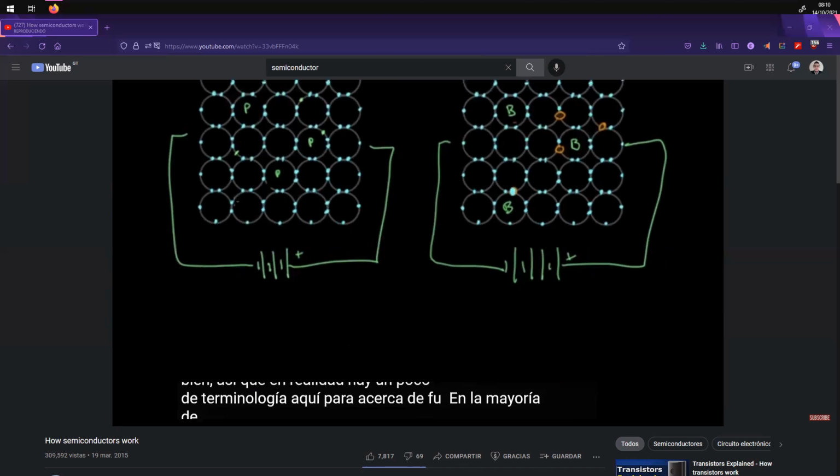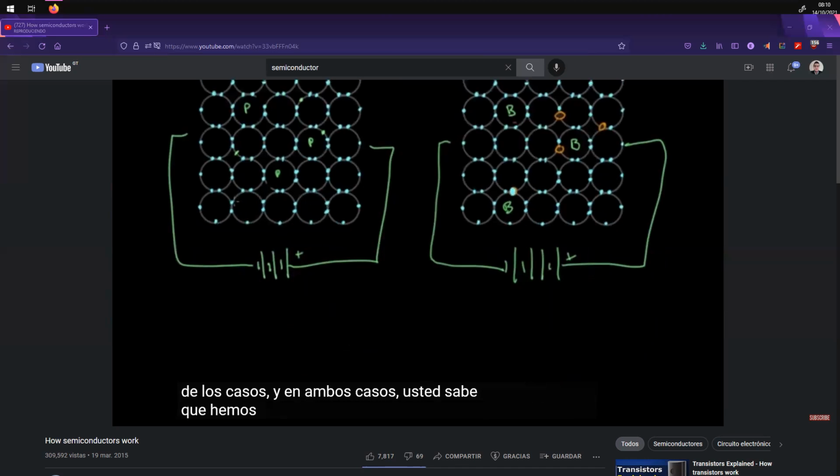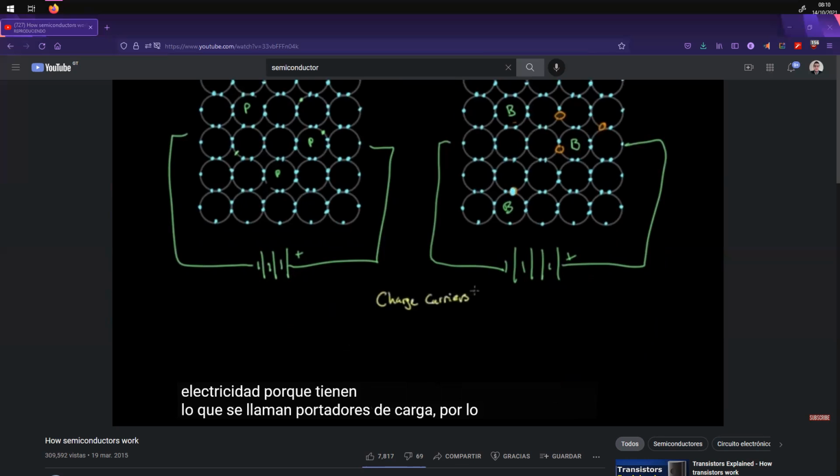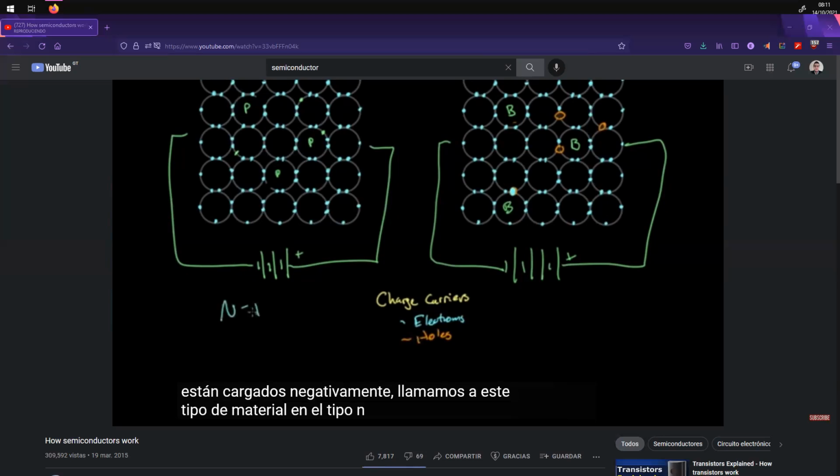Okay, so there's actually a little bit of terminology here for two kinds of semiconductor material, one that's doped with phosphorus and one that's doped with boron, and both are able to conduct electricity because they have charge carriers. In the case of phosphorus, the charge carriers are the extra electrons, and in the case of boron, the charge carriers are the holes where the electrons would be. This is an N-type semiconductor because electrons are negatively charged, and this is a P-type semiconductor because holes are positively charged. The N and the P refer to the charge carrier, whether the charge carrier is negative or positive.